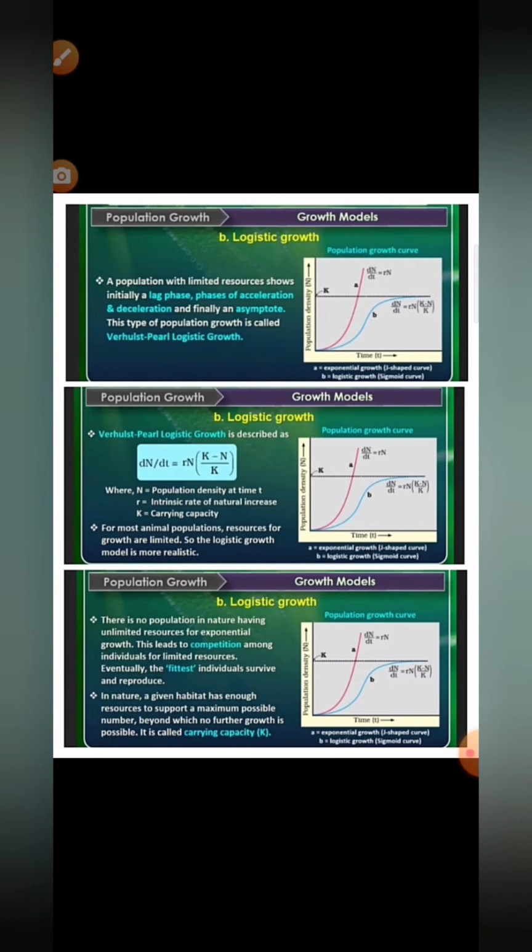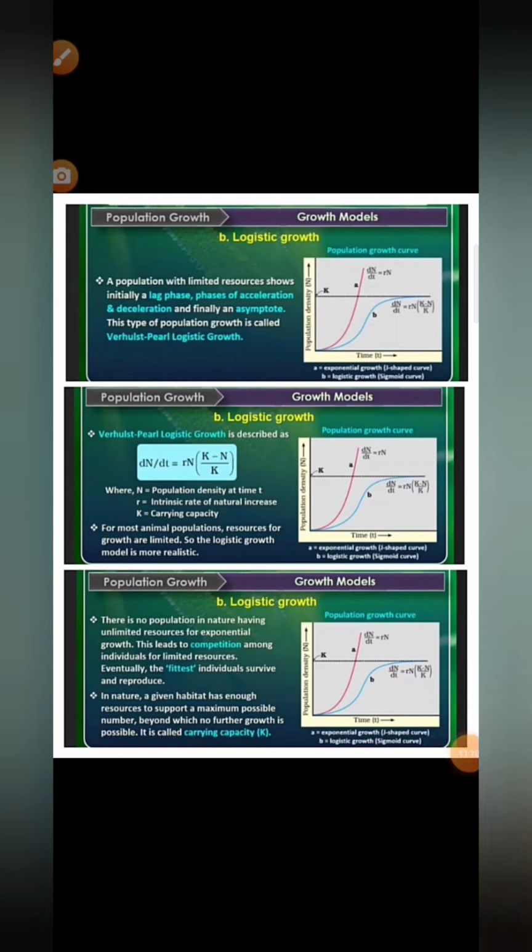Another is the logistic growth. Here what happens? The resources become limited at a certain point of time, so no population can grow exponentially. The growth model here is more realistic, and every ecosystem or environment or habitat has limited resources to support a particular maximum number of individuals, called its carrying capacity. Carrying capacity we say as capital K.